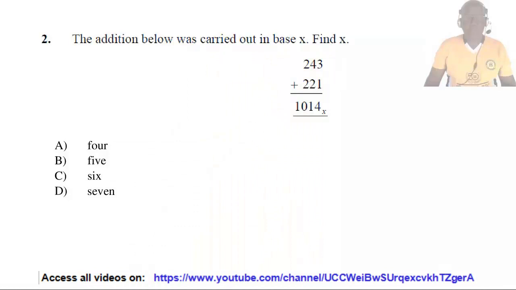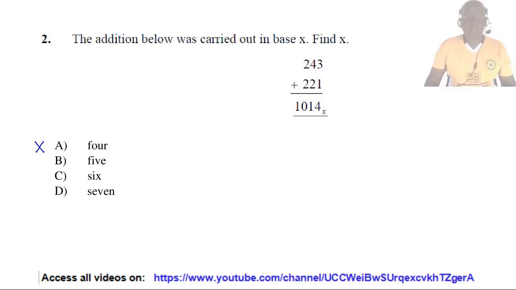Question 2. The addition below was carried out in base S. Find S. 243 plus 221 equals 1014 to the base S. The highest digit among these figures is 4. So S cannot be 4. It's either 5, 6 or 7. So A is out. Now let us try with 5.